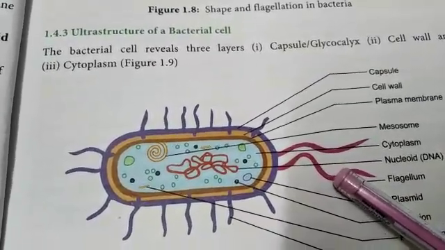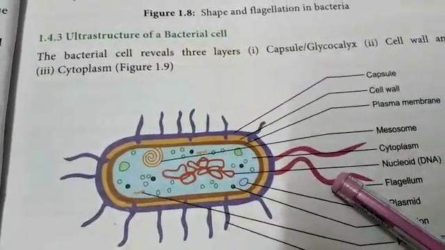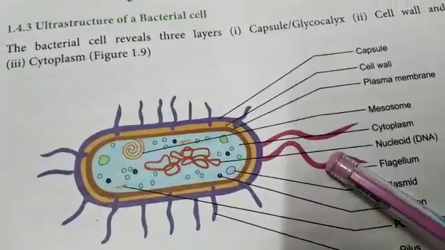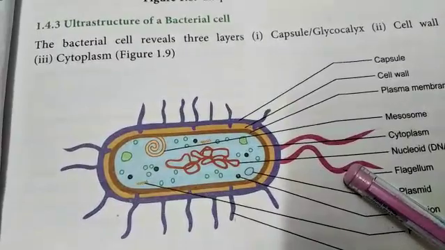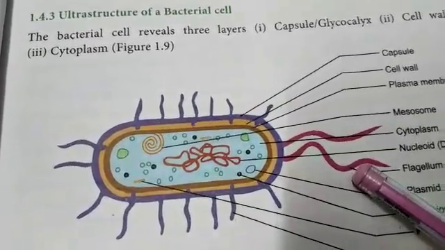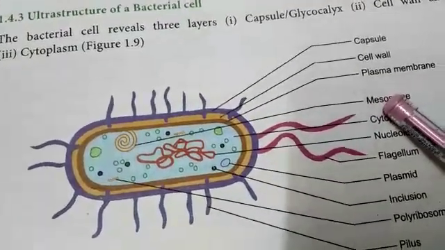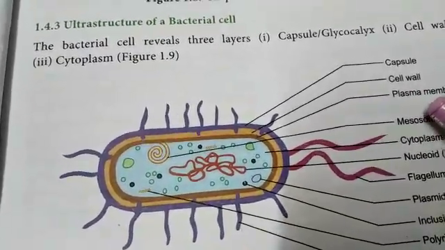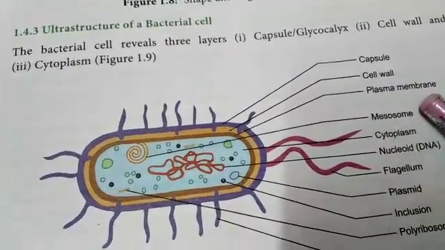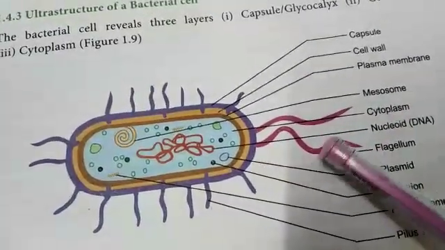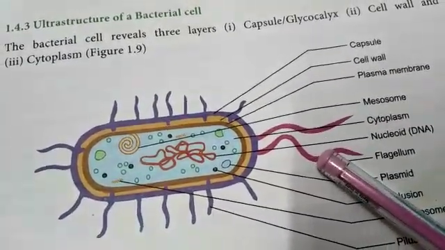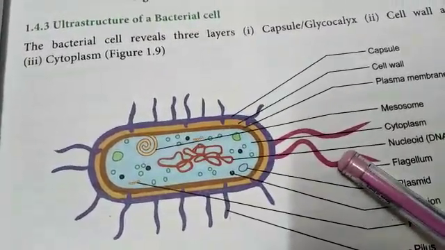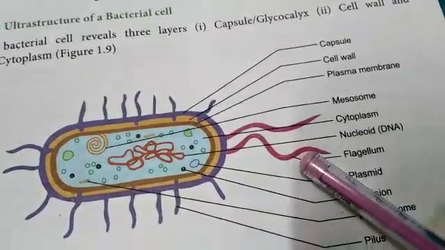A eukaryotic cell may possess a flagellum-like structure with 9 plus 2 microtubules. But in prokaryotic bacterial cells, the flagellum is made up of only a single fibril. The main function of the flagellum is locomotion.